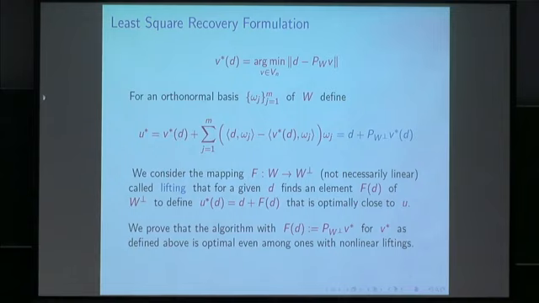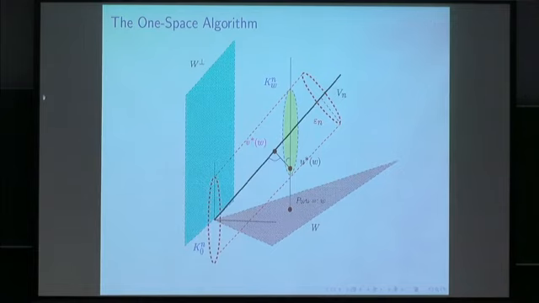So how to find this? This is some mapping which we call lifting, and we want to represent this. This is f of D, the lifting operator. We considered it a completely nonlinear operator, but we prove that the optimal operator is actually linear, and we want to see how to find this f of D.